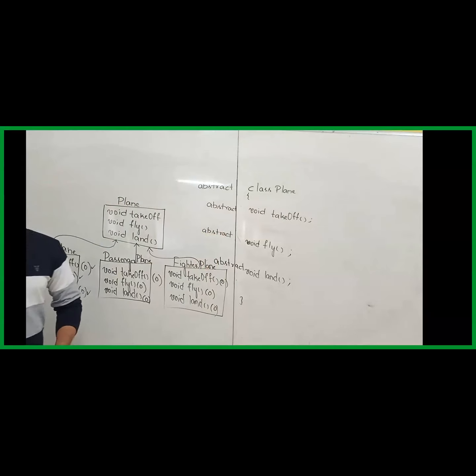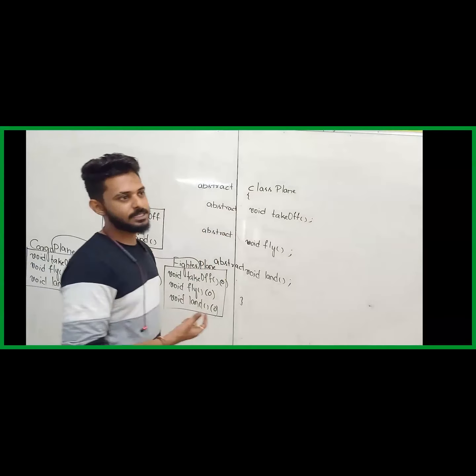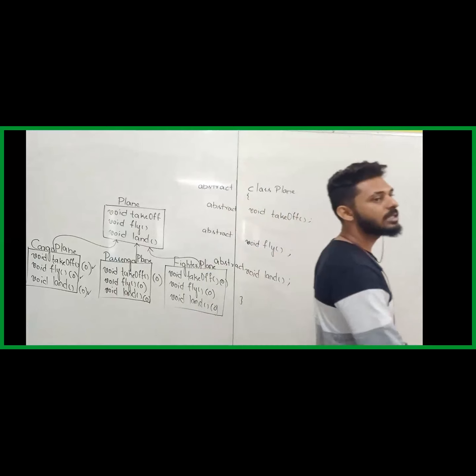Getting my point? Next what, sir? If you make any particular class abstract, what is the main thing that you should know? We can never create the object of that class. Why? Okay, body is not there. So how will you justify that? If it is abstract, why can't you create your object? What is the reason?